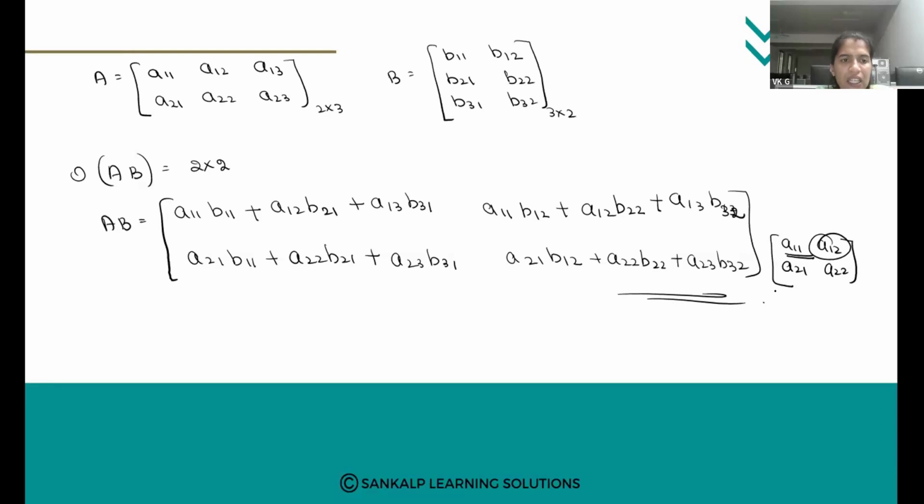To find the general entry of the product, say the entry in the first row, second column, consider the first row from the first matrix and the second column from the second, multiply pairwise and then add. Clear? Let's consider an example, I'll explain the concept. Example: if I want to multiply 1, minus 2, 2, 3 into 1, 2, 3, 2, 3, 1.